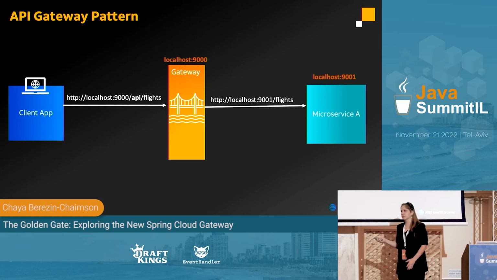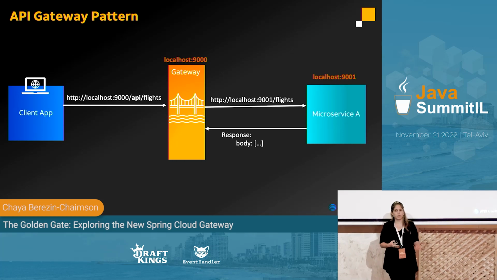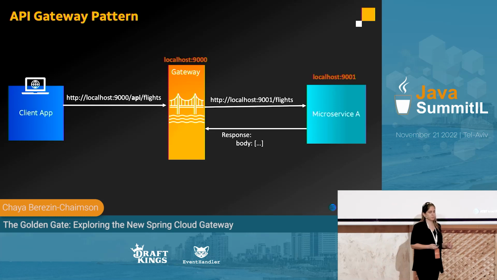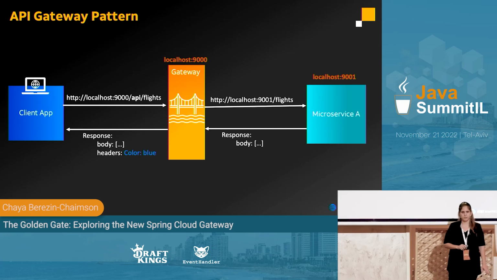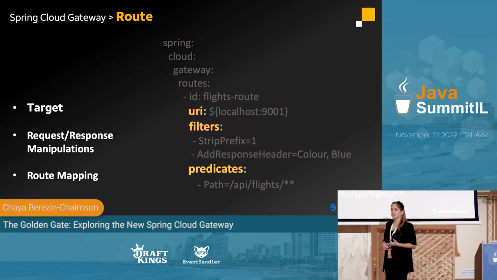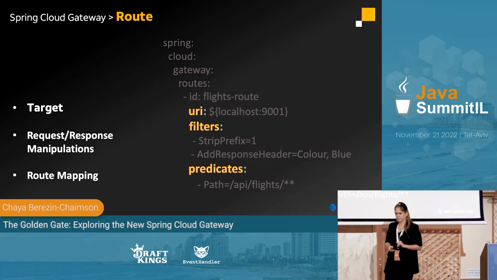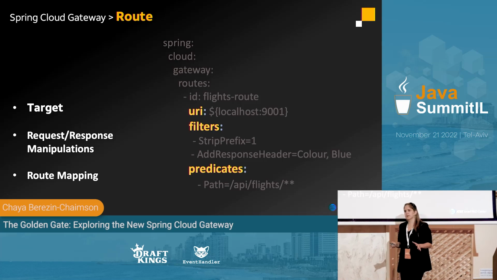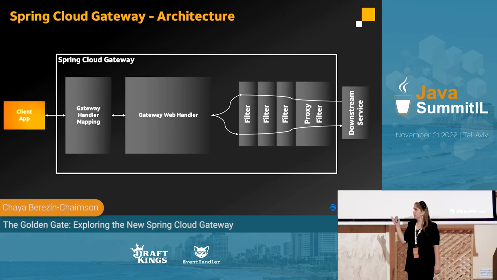And once the microservice returns the response, it passes through the gateway, which adds the additional response header, color blue, and returns it to the client application. So a quick wrap-up. A route is a combination of a target URI, a list of filters, and a list of predicates. Now that we understand the basic building block of routes, we can go on and understand Spring Cloud Gateway architecture. Have a look at the diagram.